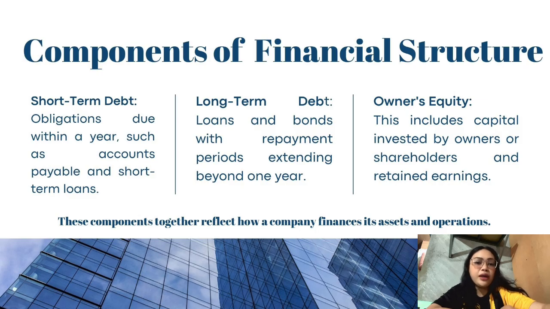Financial structure is made up of three main components, which are first, the short-term debt. This includes money the business owes that must be paid within a year, such as accounts payable or short-term loans. Second, long-term debt. These are obligations that last over a year, like bank loans or bonds. And lastly, owner's equity. This represents the owner's investment and retained earnings. Understanding these components help us see how a company is financed.